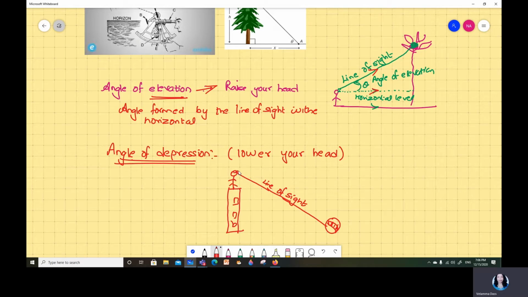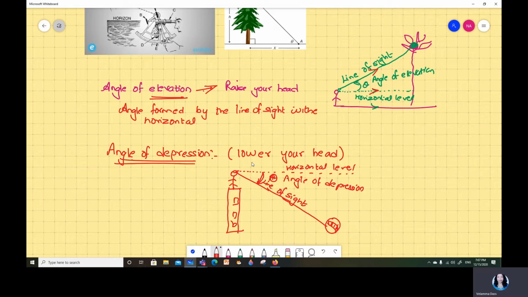When is the horizontal level? The horizontal level is always when we look straight. So this is a horizontal level. So now this angle which is formed here, that is between the line of sight and the horizontal level, this angle theta, I can say this is the angle of depression. That is the angle formed by the line of sight with the horizontal, that is called the angle of depression.